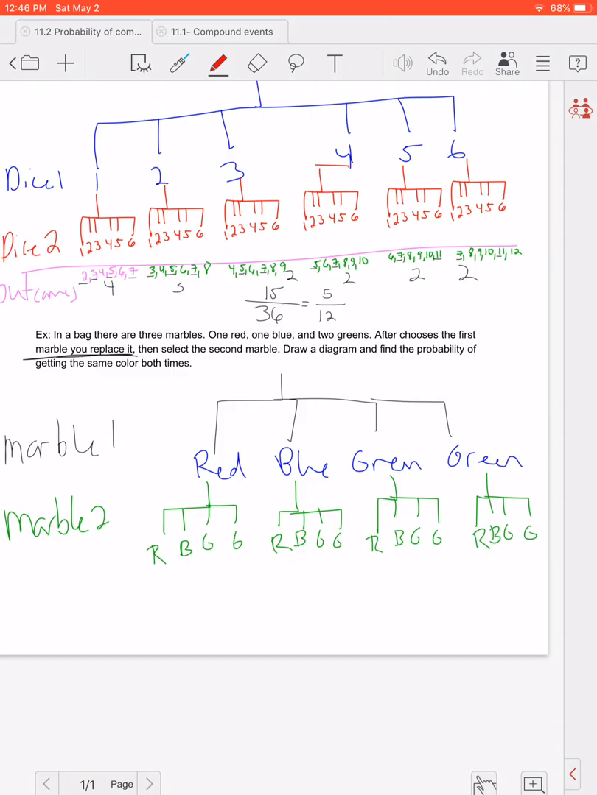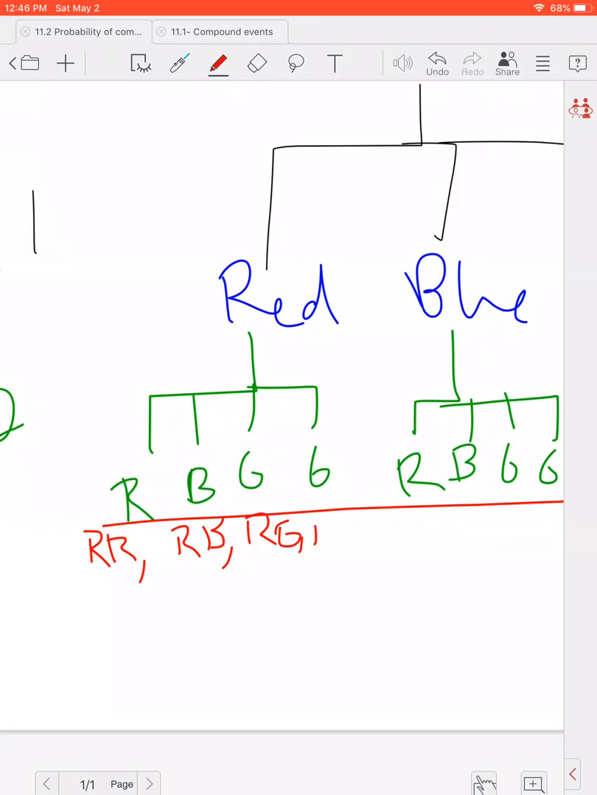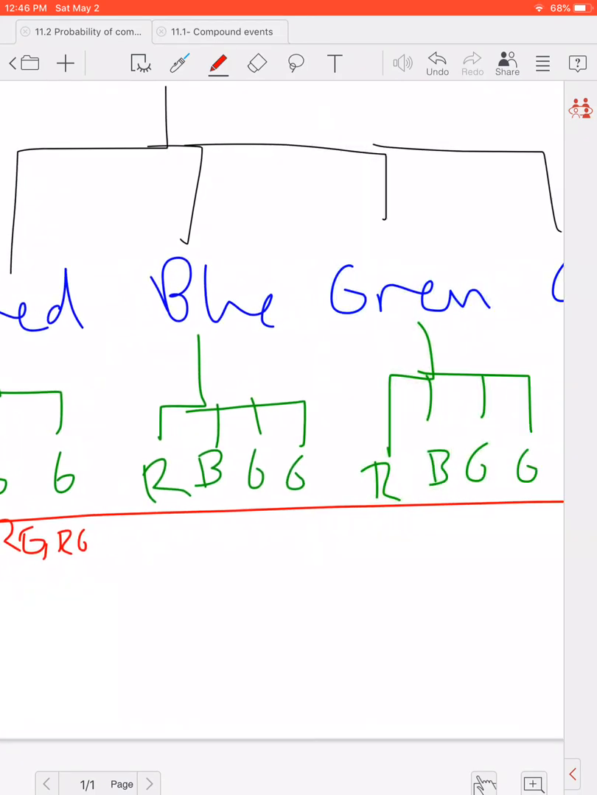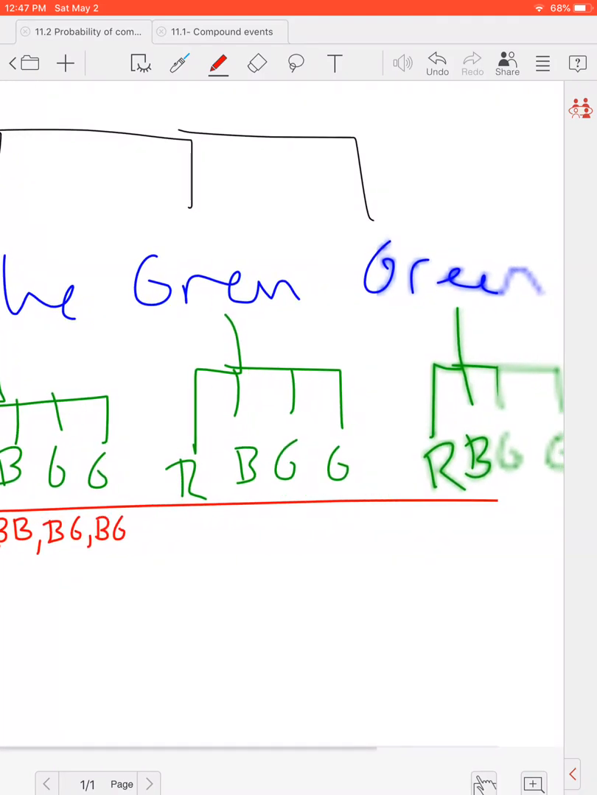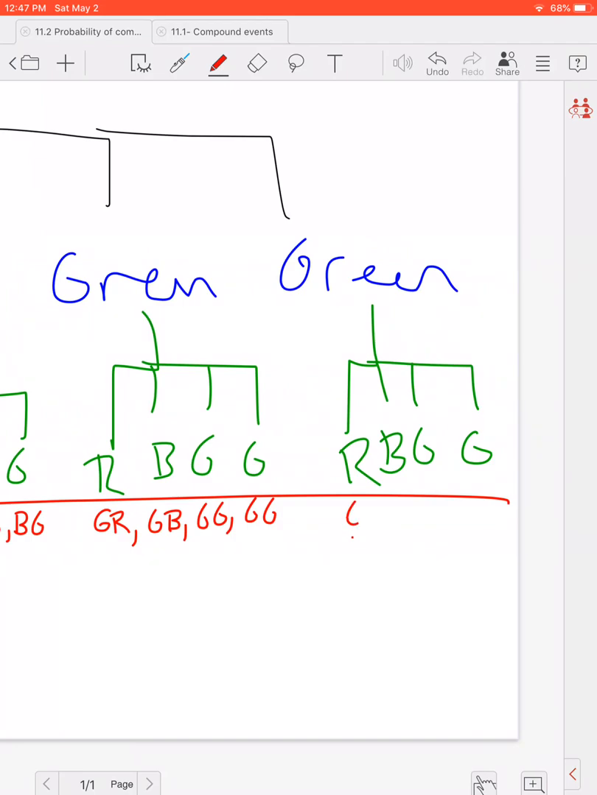So it says draw a diagram and find the probability of getting the same color both times. So my first option here would be getting red, red. And then red, blue, red, green. I'll zoom in here, sorry guys. And another red, green. If I look at the second set of options, I could get a blue and then a red, a blue and a blue, a blue and a green, and another blue and a green. Here I would look at green, red first, then green, blue, then a green, green, and a green, green. And I'd have the exact same options here: a green, red, a green, blue, a green, green, and a green, green again.